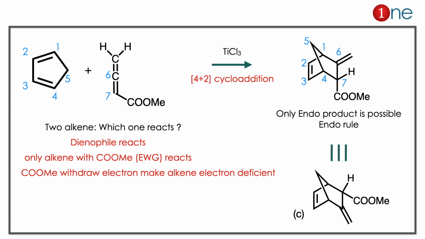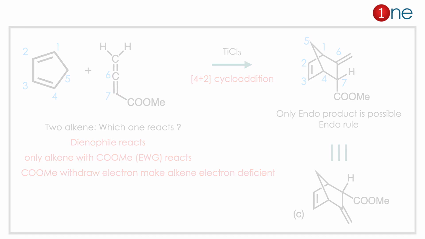In the reaction, if you look at the dienophile, you have two double bonds, and you might be confused about which one reacts. Normally the alkene attached to COMe, which is an electron withdrawing group, reacts as the dienophile. So the 6-7 double bond reacts and you have the final product. Only the endo product is formed, so the answer is C.